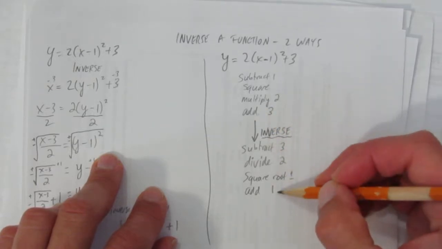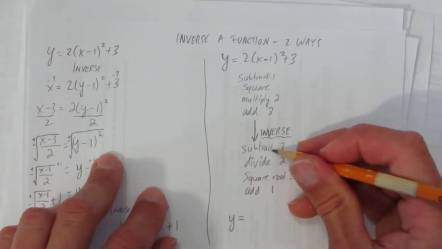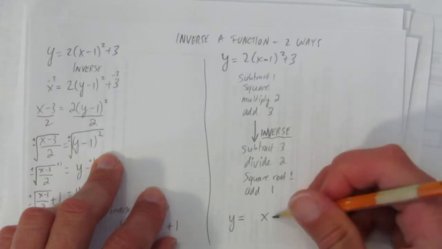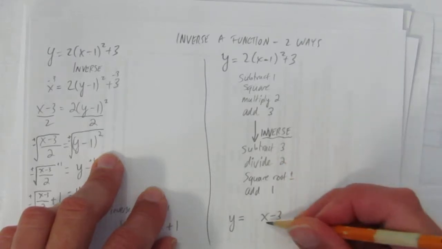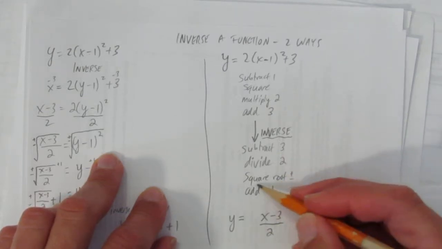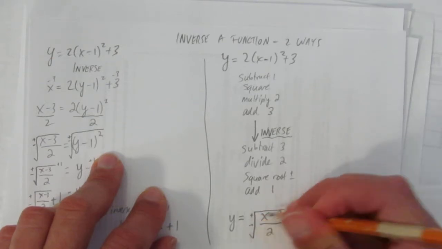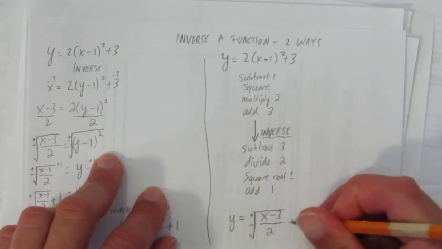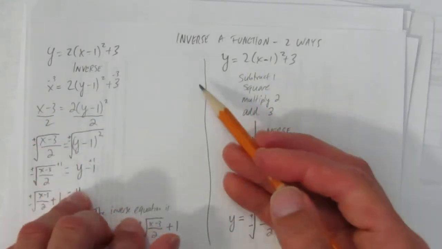And so now from these inversed steps, that is switch their order and switch their operations, we can write the equation. Y equals, start with your x and subtract 3, then divide all that by 2. Then take the square root plus or minus. And finally, after all that's done, add 1. Look, same equation.